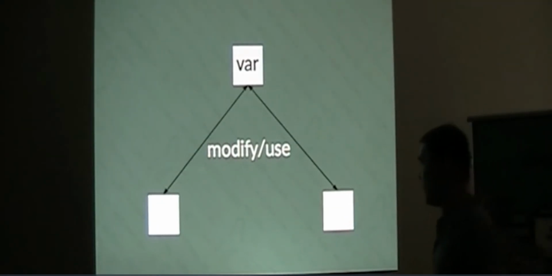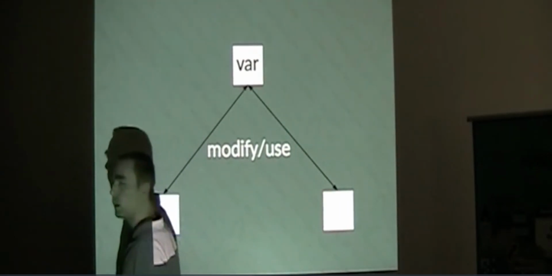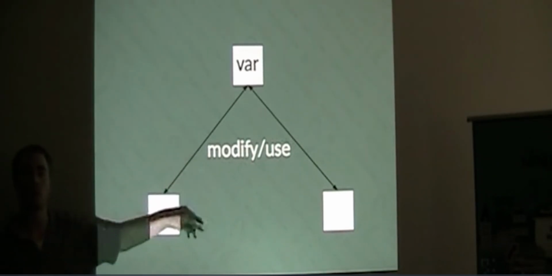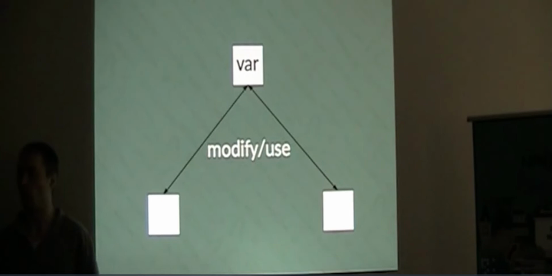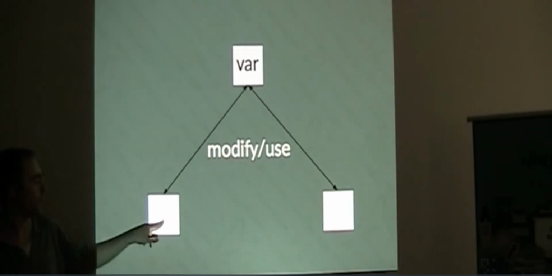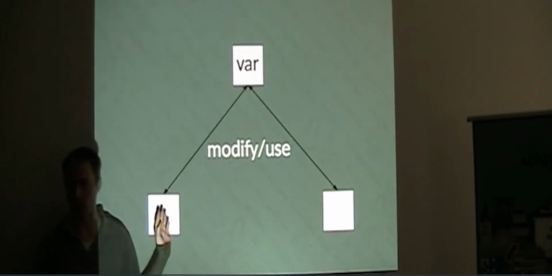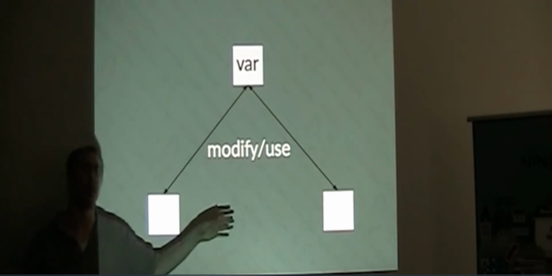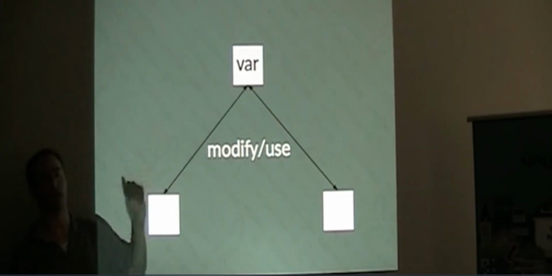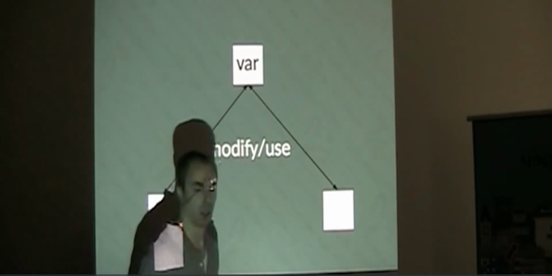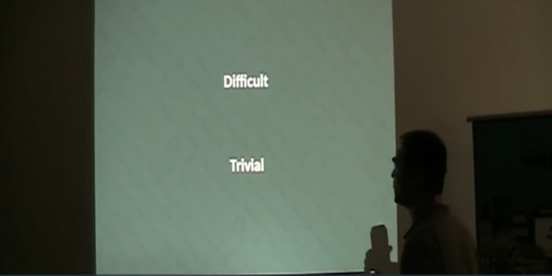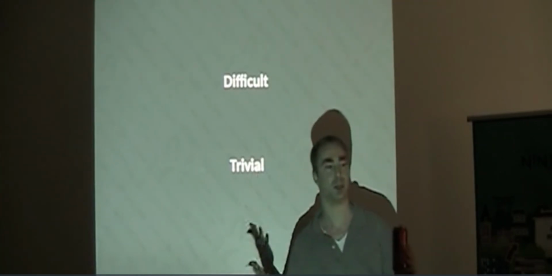Now, in the parallel world, in the concurrent world, this issue becomes a lot worse in many cases. Because now you don't just have multiple parts of your program using the same variable. Now you have multiple parts of the program and multiple threads modifying the same variable. And it's one of the most difficult problems in computer science.